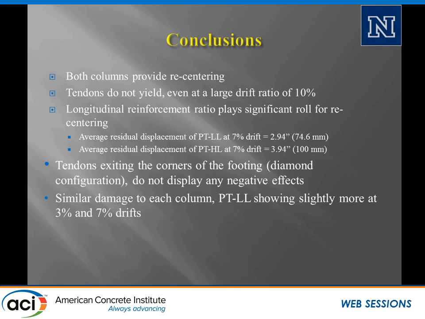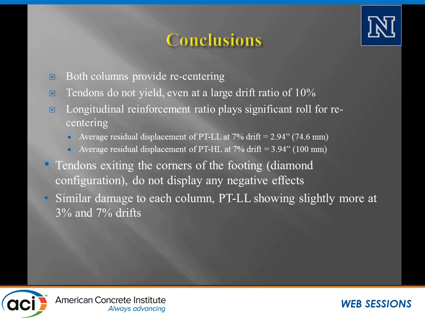So in conclusion, both of these reinforcement patterns, in fact, if you go back to the first one where we didn't have any conventional reinforcement, all of them provide a certain amount of recentering capability. Okay? The amount of recentering that occurs is really directly a function of the amount of conventional reinforcement that you're putting in there. And so you as a designer have a choice in terms of how much of that you put in. The tendons didn't yield even out to 10% drift, and so we felt very good about that because that was one of our primary concerns.